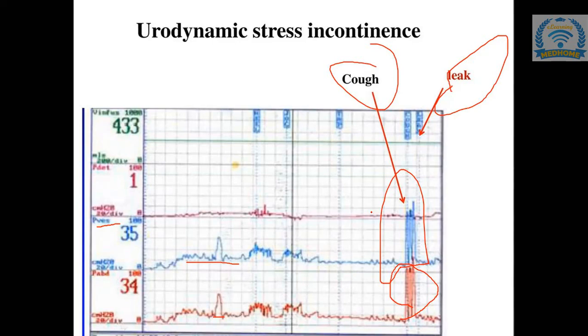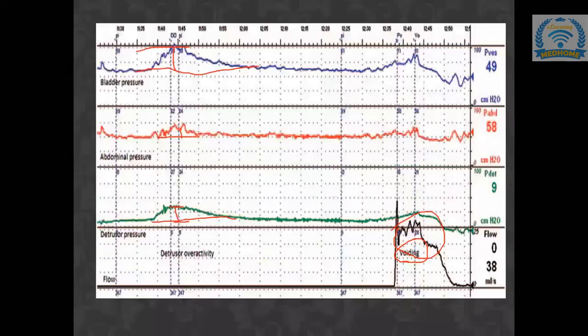Excellent. Would you like to read the detrusor with the other graph as well, just to clear it for yourself? Yes, ma'am. Also explain this graph, please. Yeah, I'll be repeating it again. No worries.